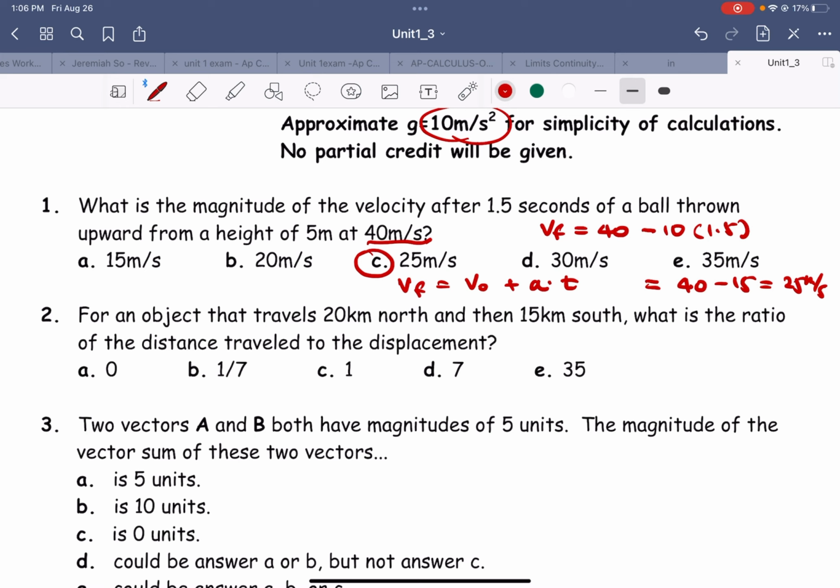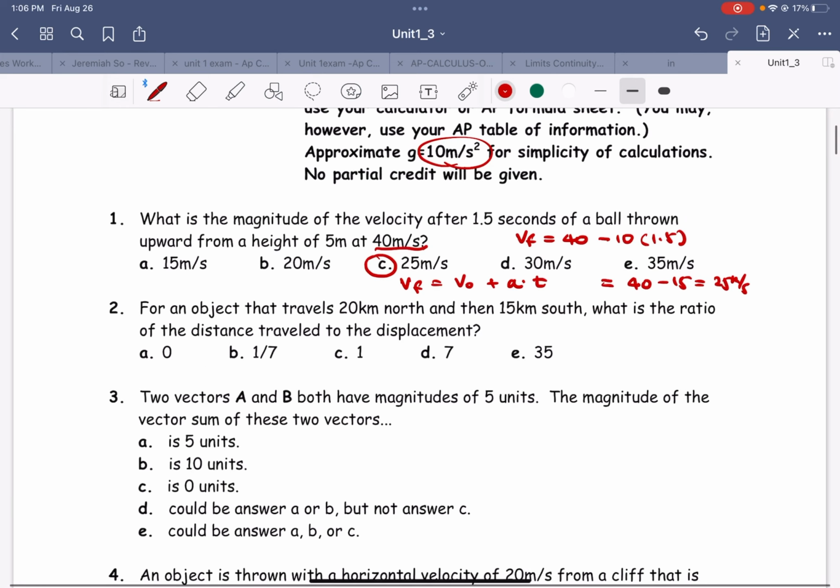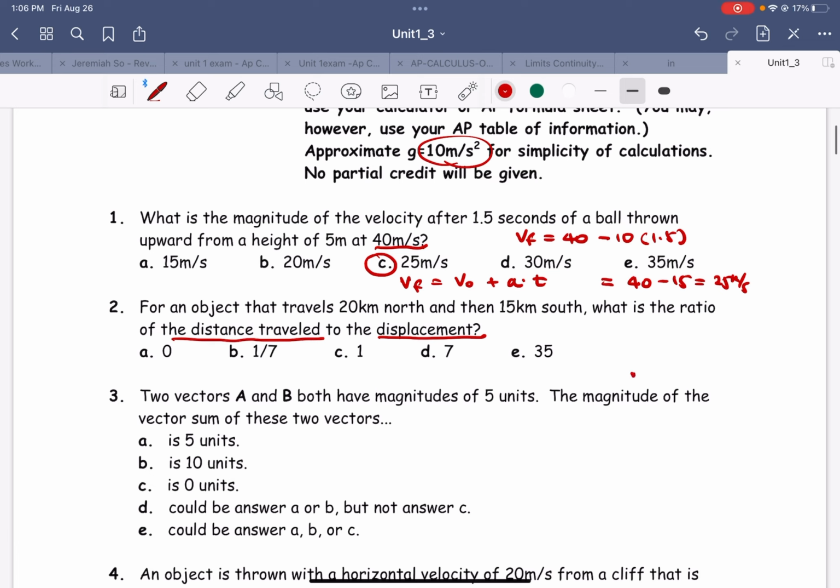Okay. Number two, for an object that travels 20 kilometers north and then 15 kilometers south, what is the ratio of the distance traveled to the displacement? So you need to understand the difference between distance traveled and displacement. Okay, here's the object. It goes 20 kilometers north here, and then from here 15 kilometers south. Okay, so we call this the initial position and final position. That difference we call the displacement.